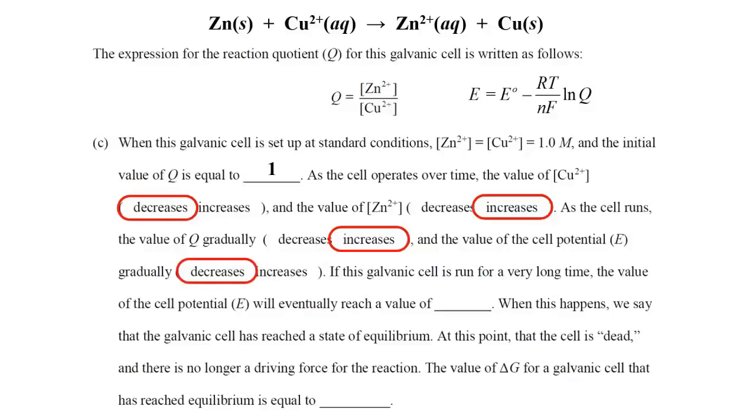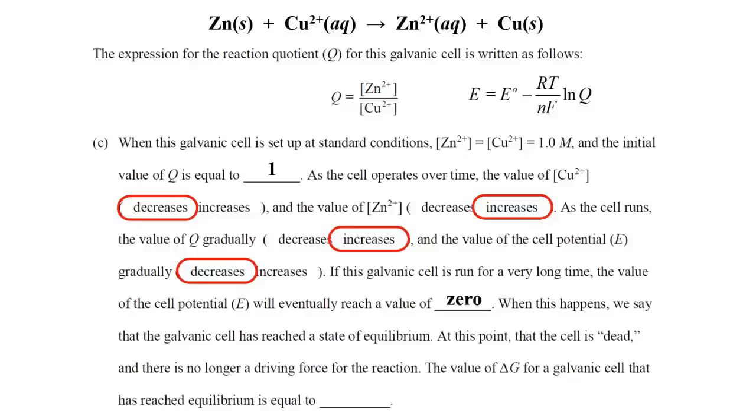What if, as the cell runs, the concentration of the reactants continues to decrease to the point where there's almost no reactant left, and the concentration of the product continues to increase and become larger and larger. So eventually, not only will the cell potential gradually decrease, but if this galvanic cell is run for a very long time, the value of the cell potential will eventually reach a value of 0.